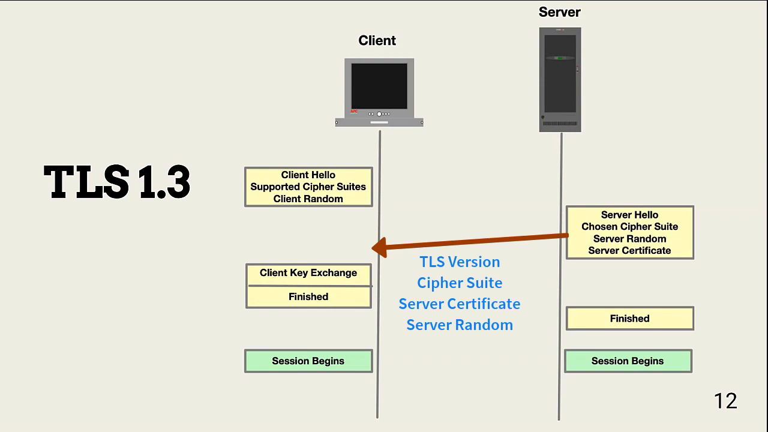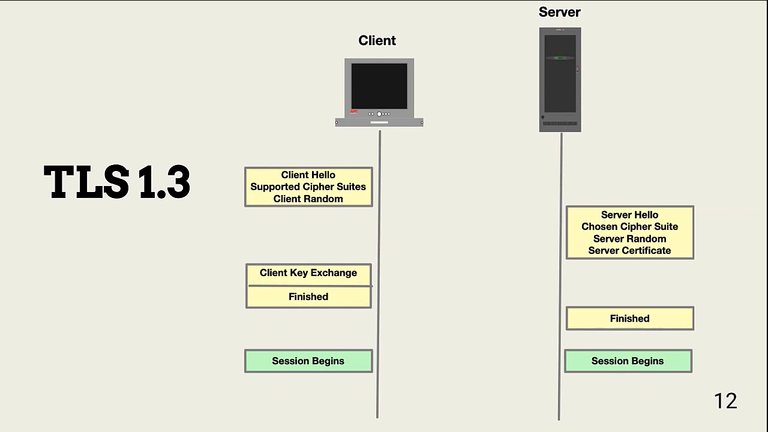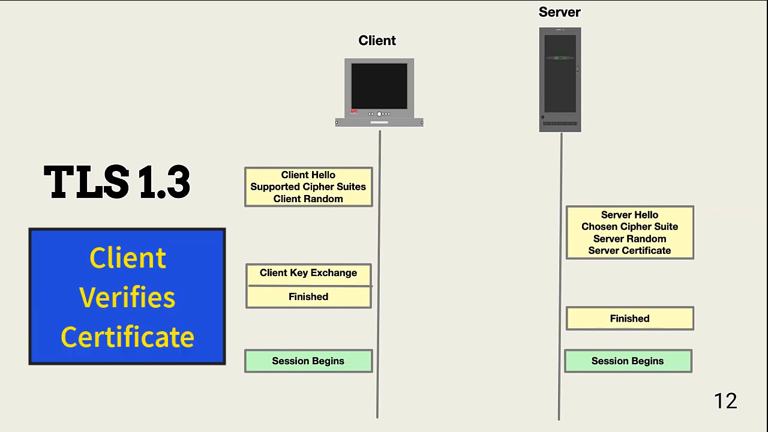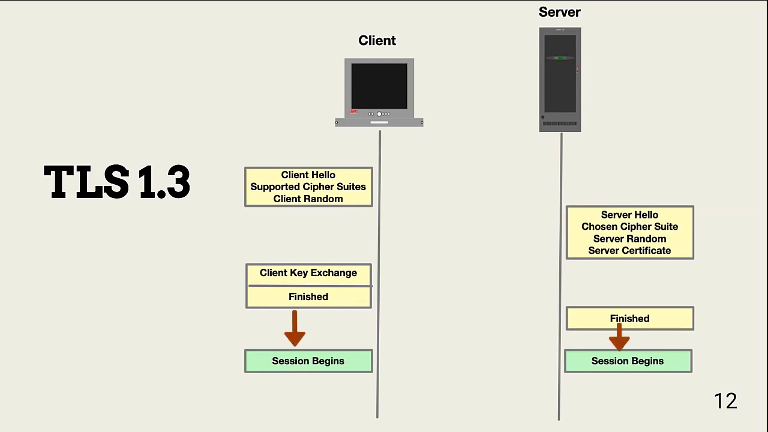The server responds with its choice for TLS version, in this case 1.3, the selected cipher suite, the server's digital signature, and the server random encrypted with its private key. The client reveals the server's random value and verifies the server certificate. At this point, the client and server have exchanged everything they need to create the session keys. The server and client send finished messages, initiating a session.